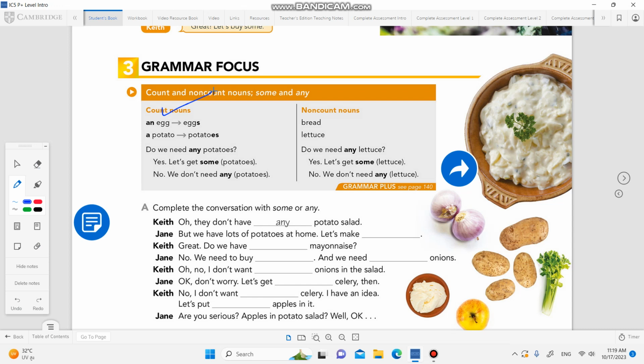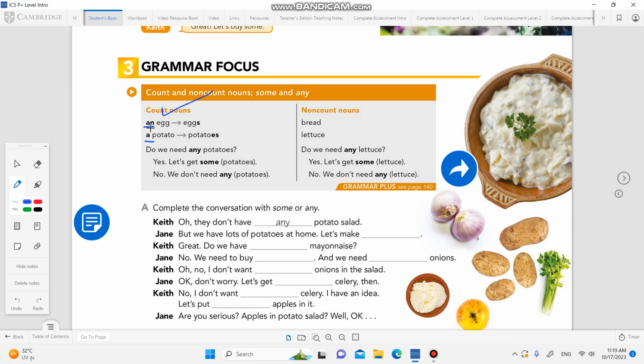Like cat, a cat, two cats, three cats. Another, dog, a dog, two dogs, three dogs. What else? Table, a table, two tables, three tables. So those are just examples of count nouns. And also, they can be used with the indefinite article. Indefinite articles are an and a.